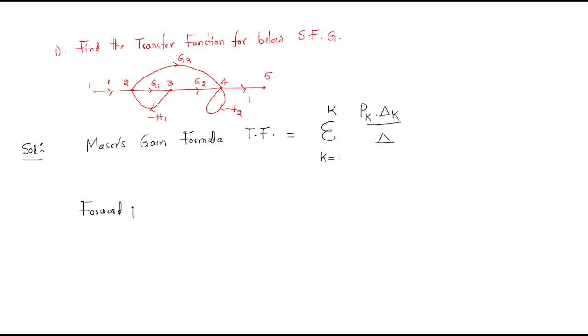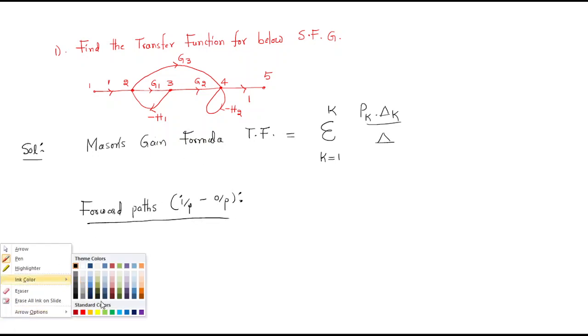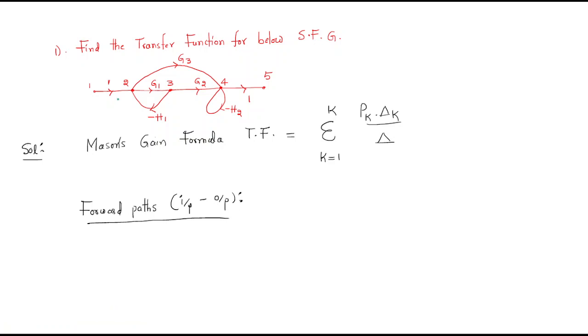What is the meaning of the forward path? A forward path is nothing but an input to output path. So how many input-output paths are available? Look at here. Assume that this is the input and this is the output. Why is it the input? It has only an outgoing branch. Why is it the output? It has only an incoming branch.